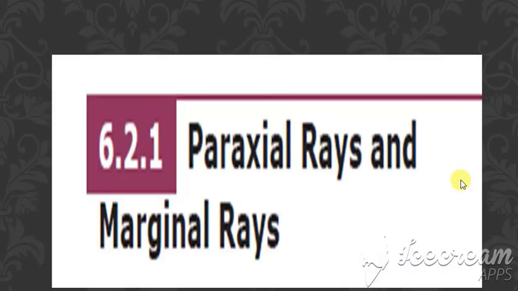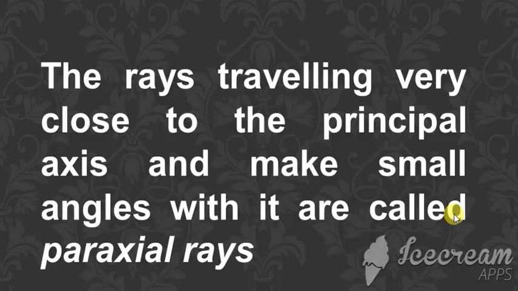So next is paraxial rays and marginal rays. So what are paraxial rays and marginal rays? Paraxial rays are the rays which are traveling very close to the principal axis and make small angles with it. So we have the principal axis, and the rays going very close to that principal axis, and also it makes only small angles between them, those are called paraxial rays.